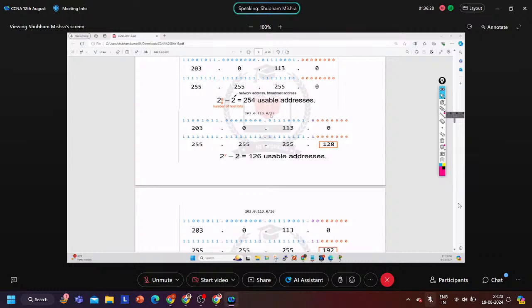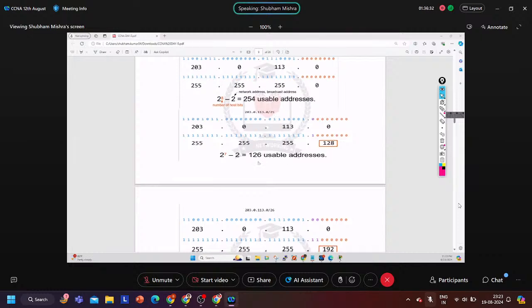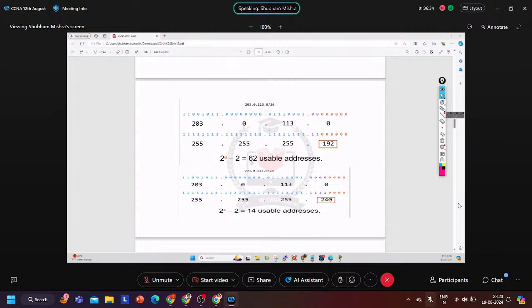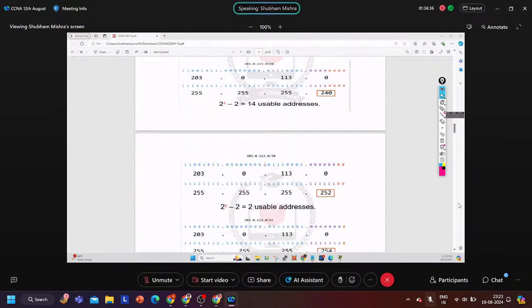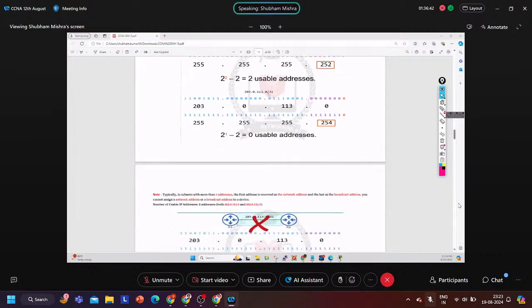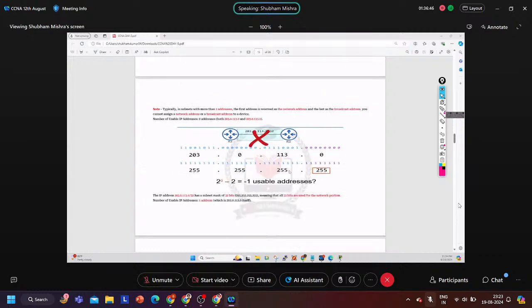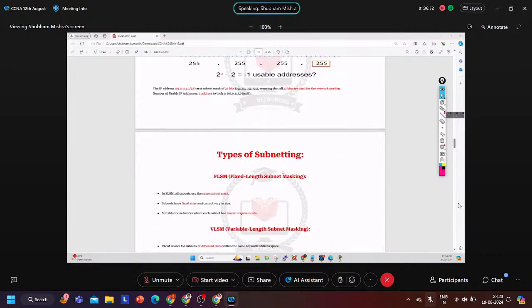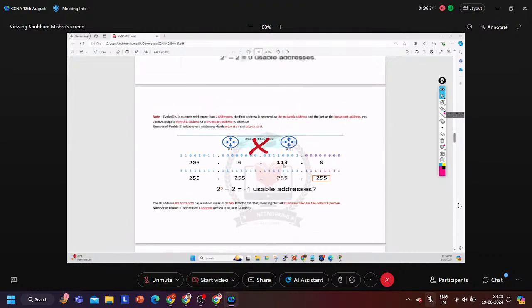See, now /25, then how many usable IP addresses did we get, guys? 126. Now /26, then 62. And if we have a /30, then how many? 2. If we are using /31, how many? 0. And if we are using /32, then -1. It means /32 we can't assign. Getting my point, everyone?